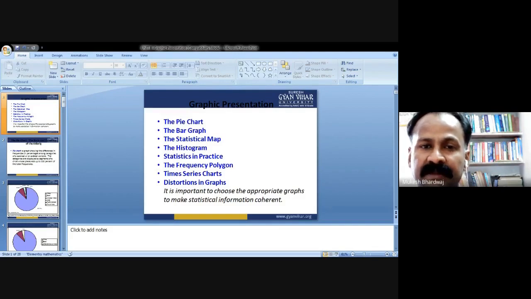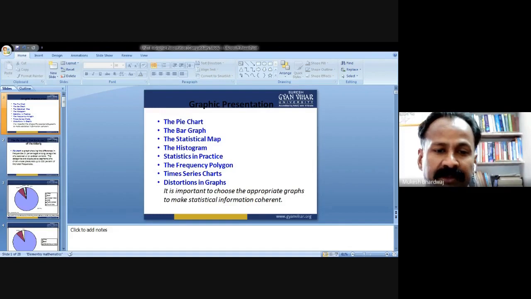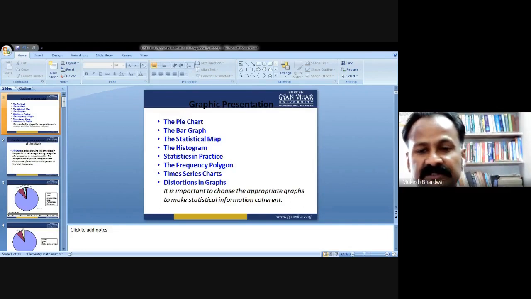So the data can be represented by various modes, through the diagrams and through the graphs. The following categories need to be discussed for graphical representation or presentation of data: the pie chart, the bar graph, the statistical map, the histogram, statistics in practice, the frequency polygon, time series charts, distortion in graphs. It is important to choose the appropriate graph to make statistical information coherent.